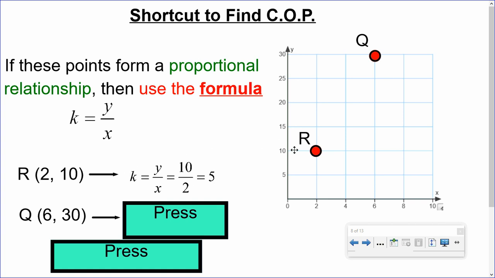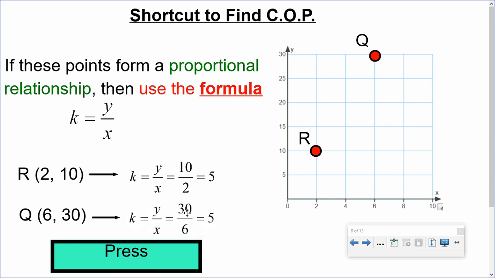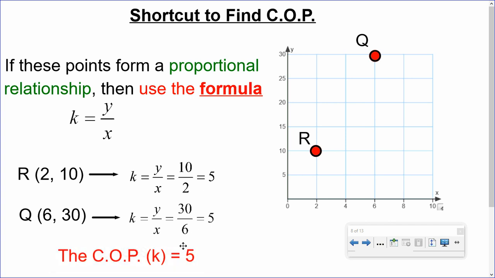Now, if these 2 points are proportional, I should get the same k value or constant of proportionality for point Q, and point Q is (6, 30). So let's take a look. I'll put 30, which is the y value, over the x value, which is 6. 30 divided by 6 is also 5. So I notice both values of the constant of proportionality are the same, so the constant of proportionality is 5.